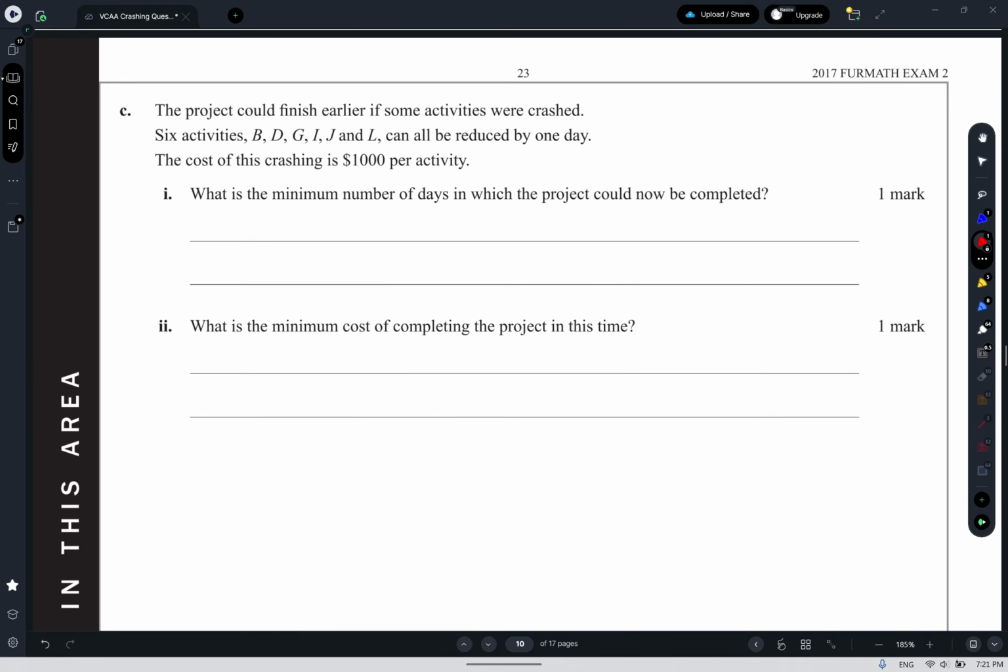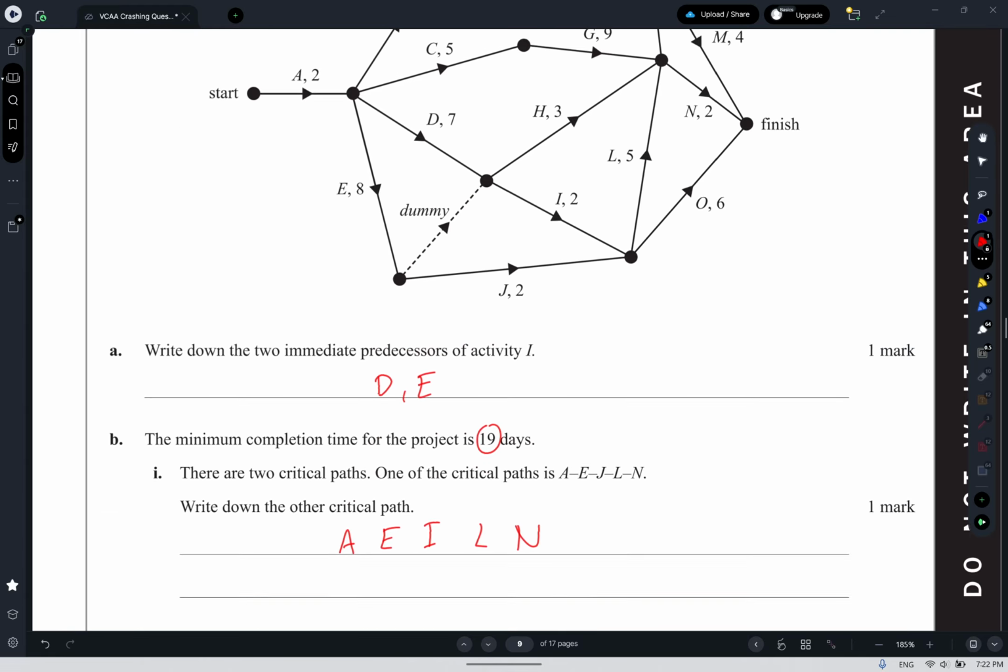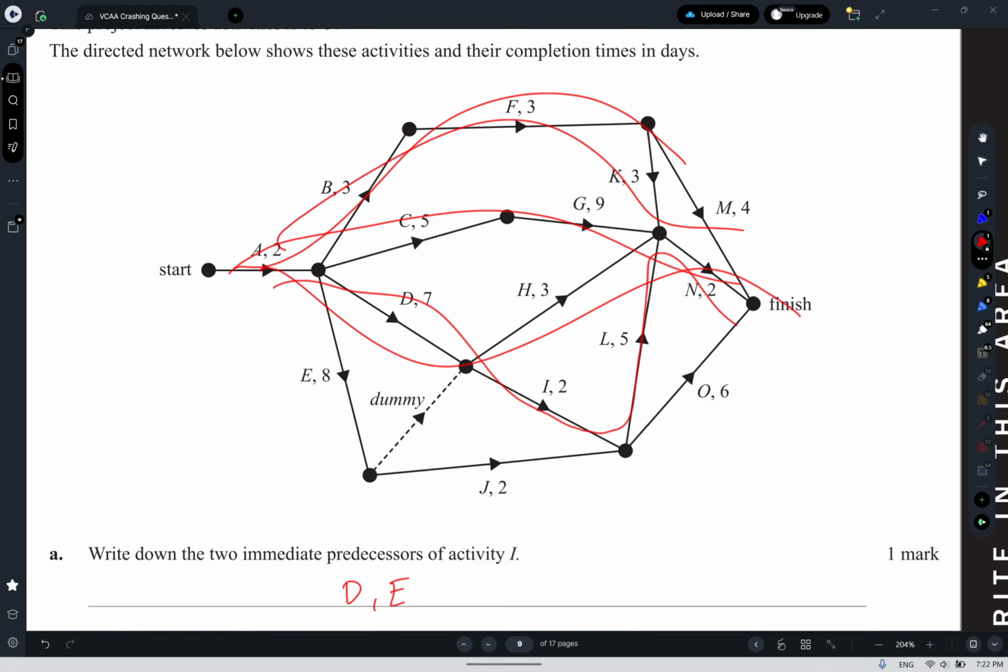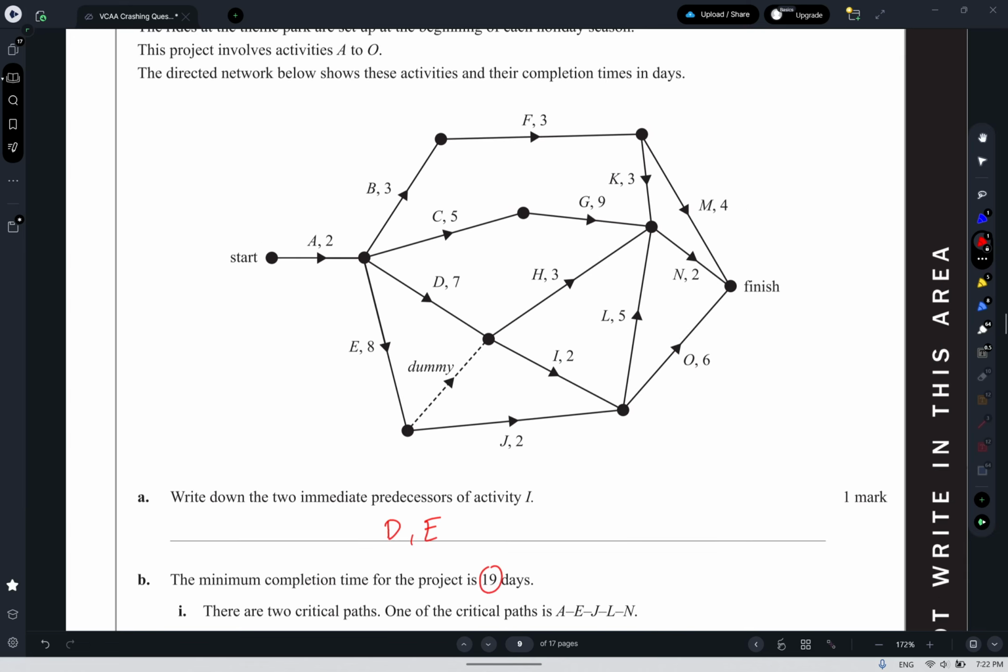There you go. This one here. The project could finish earlier if some activities were crashed. 6 activities, B, D, G, I, J, and L, can all be reduced by 1 day. The cost of this crashing is 1,000 per activity. What is the minimum number of days in which the project could now be completed? And then the next part, what is the minimum cost of completing this project in this time? So B, D, G, I, J, L. One way of doing this would be to write out the table and list every possible route through the graph. There are about 8 different routes through the graph, so that's a little bit annoying.